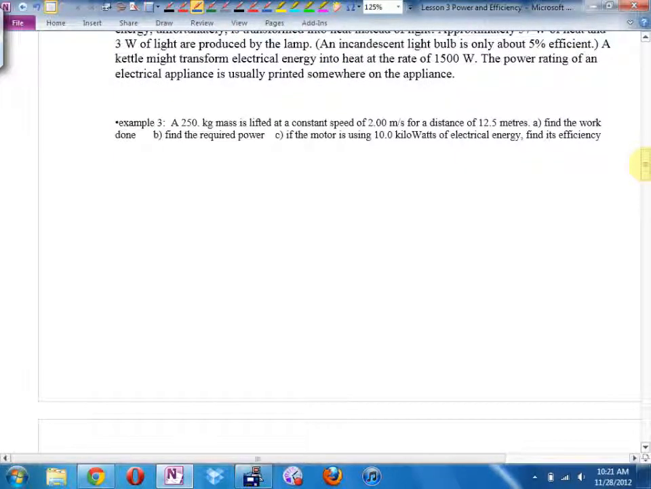Example 3. A 250 kilogram mass is lifted at a constant speed of 2 meters per second for a distance of 12.5 meters. A, find the work done. You know what? I'm going to be a little careful. I'm going to say the work is the change in potential plus the change in kinetic, because this one looks kind of scary.